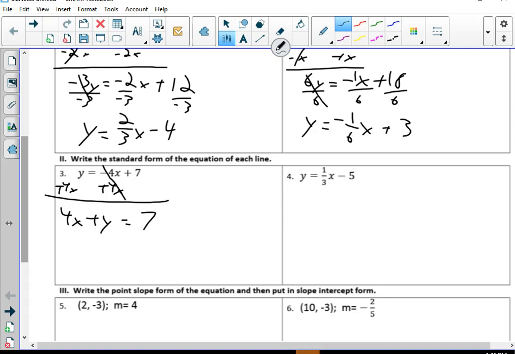We could have 5, but we want the x and the y on the same side. We're not adding 1/3, we're going to subtract 1/3 x. Now what it's going to give me is negative 1/3 x plus y equals negative 5. Is that okay?